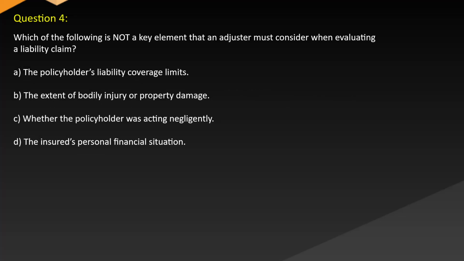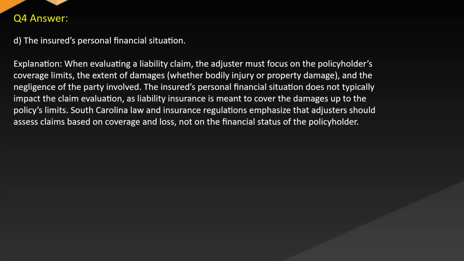Question 4. Which of the following is not a key element that an adjuster must consider when evaluating a liability claim? A. The policyholder's liability coverage limits. B. The extent of bodily injury or property damage. C. Whether the policyholder was acting negligently. D. The insured's personal financial situation. Answer: D. The insured's personal financial situation.